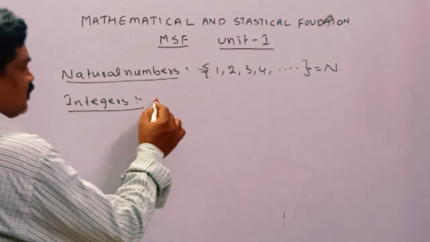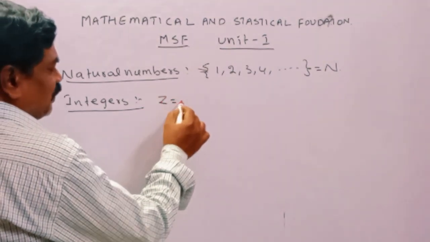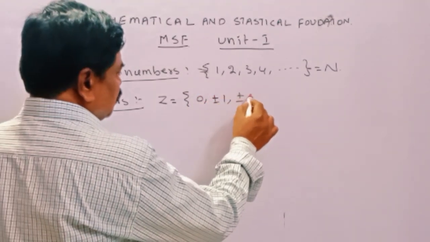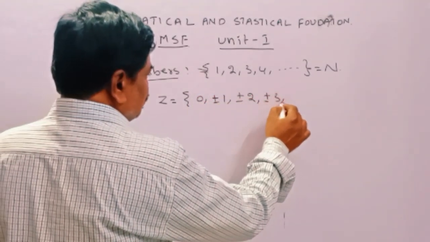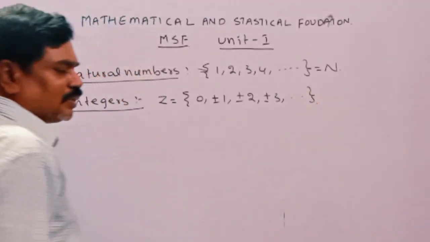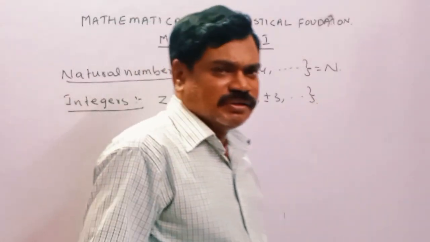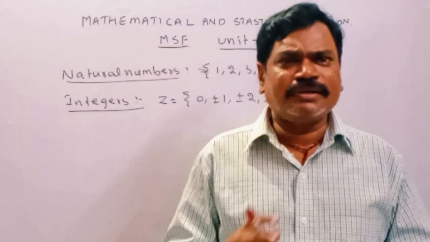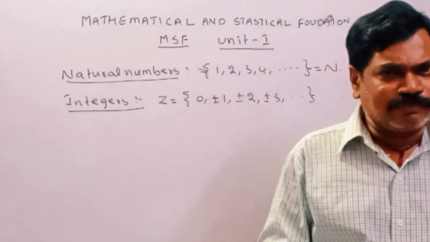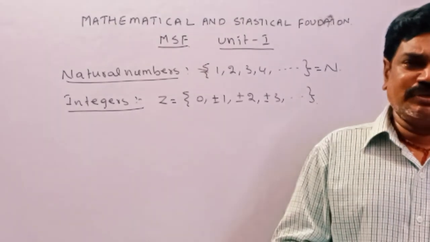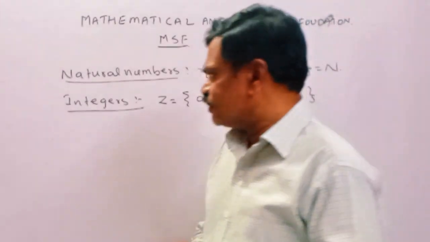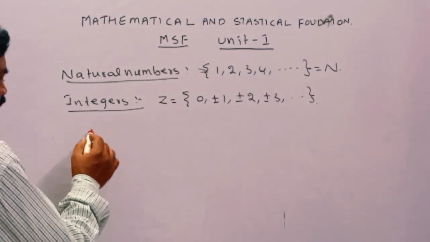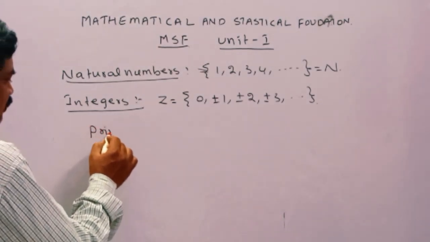And what are the integers? Integers are represented by Z, that is 0, plus or minus 1, plus or minus 2, plus or minus 3 and so on. These are the integers. In this chapter we deal with natural numbers and integers. Here we introduce the prime numbers.